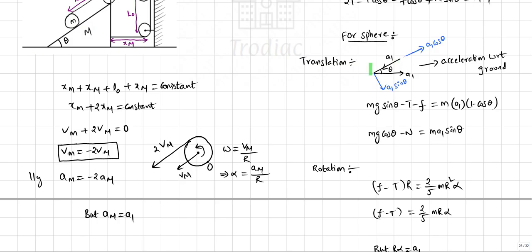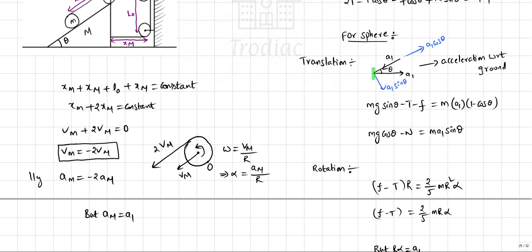So the relative acceleration of the sphere is A1 down the wedge and the acceleration of the wedge is towards the right. So we have to add these two. This is the relative acceleration and this is the acceleration of the wedge. So the net acceleration will be the vectorial sum of these two. Now if we resolve this A1 into A1 cos theta and A1 sin theta components, the acceleration down the wedge will be A1 into 1 minus cos theta, and the acceleration perpendicular to the wedge will be A1 sin theta.